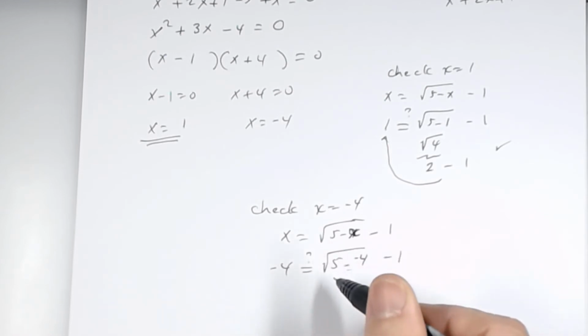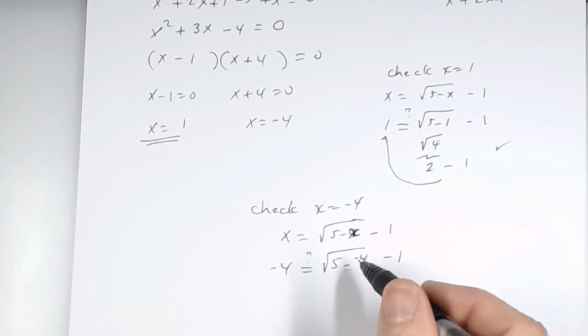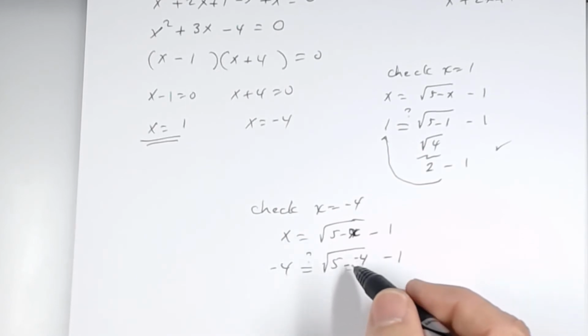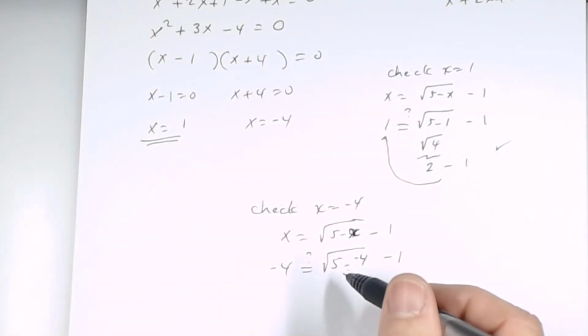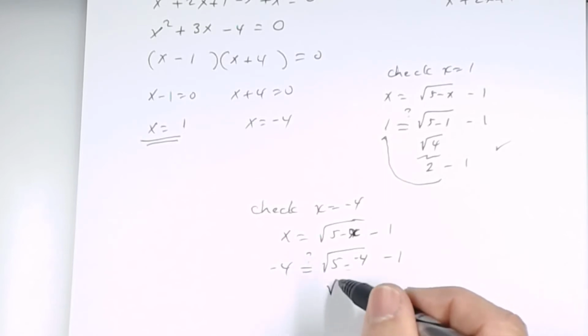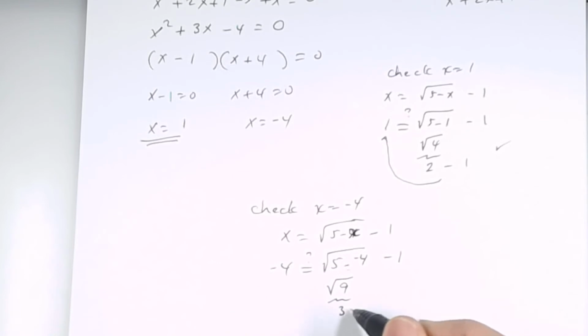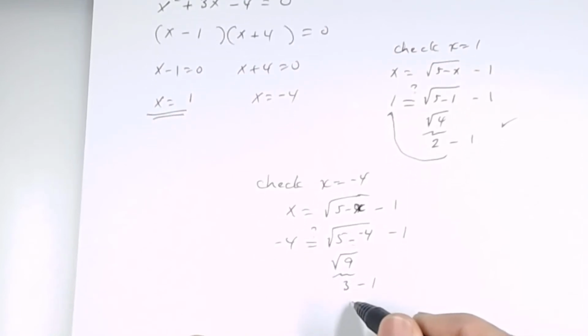Now, some of you still have a little bit of issue with signed numbers. What's 5 minus negative 4? 9. If you couldn't get 9, use your calculator. And the square root of 9 is 3. And what's 3 minus 1? 2. Is 2 equal to negative 4? No.